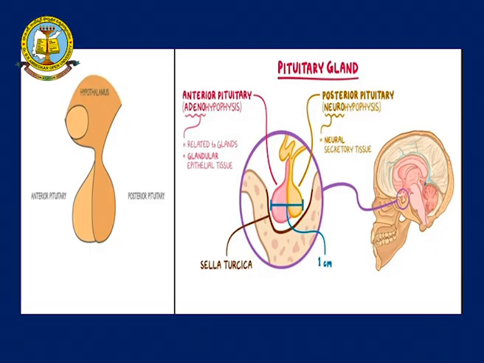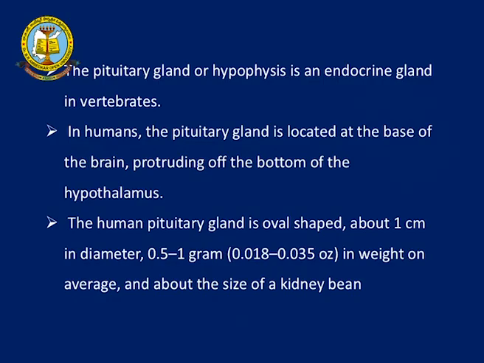This organ, the pituitary gland, is mainly about 1 centimeter in size and sits in the sella. This is the structure. The pituitary gland, or hypophysis, is an endocrine gland in vertebrates. In humans, the pituitary gland is located at the base of the brain, at the bottom of the hypothalamus region. The human pituitary gland is oval shaped, about 1 centimeter in diameter and 0.1 to 1 gram in weight on average. It is a kidney bean like structure with two parts.